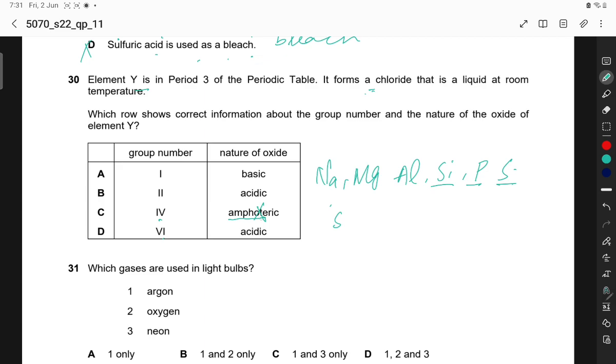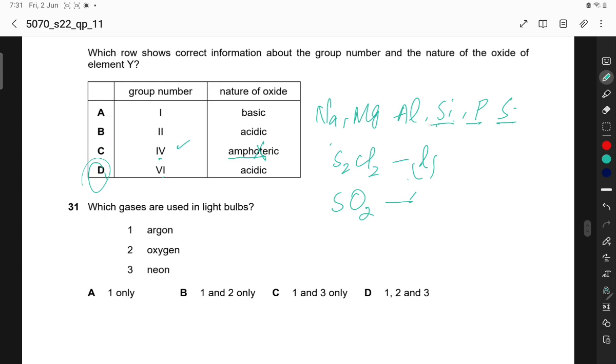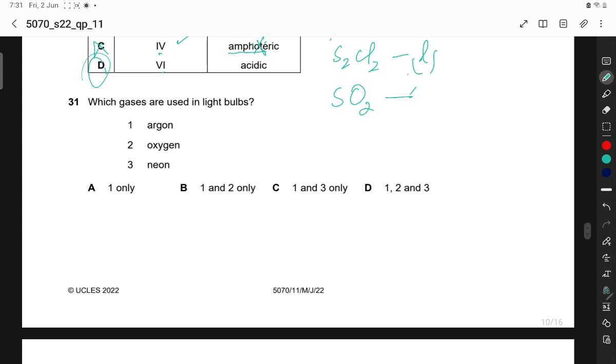Amphoteric with group 4 is incorrect. Silicon is also in the liquid state. S2Cl2 is liquid and SO2 is acidic, group 6. SiCl4 is also liquid, but its oxide is acidic, so that's why C option is incorrect.